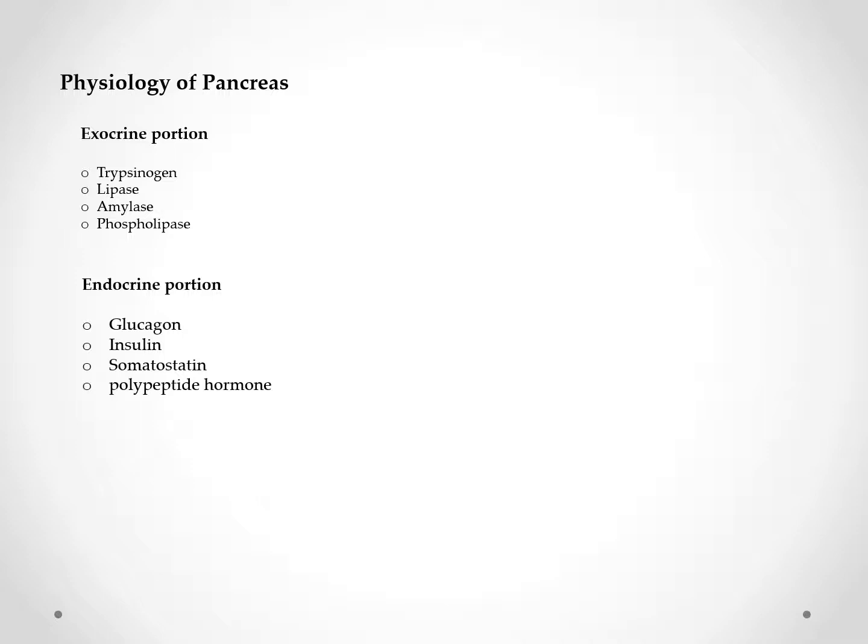This type of hormone is secreted by the alpha cells of the islets of Langerhans, which represent 20% of the total islet. Somatostatin is another type of hormone. It is an inhibitory hormone that inhibits the secretion of insulin and glucagon, and it is secreted by the delta cells. Pancreatic polypeptide is secreted by the PP cells of the islets of Langerhans, and it plays a role in regulation of appetite.